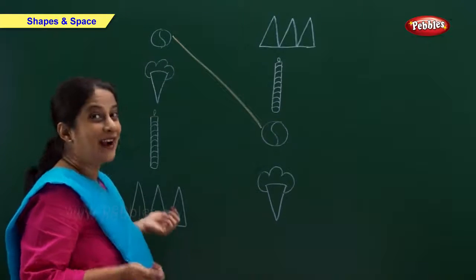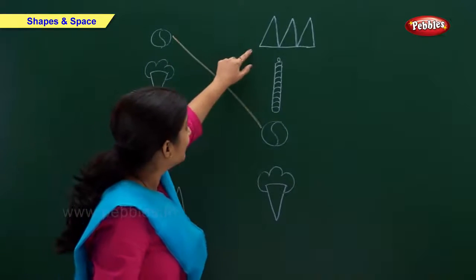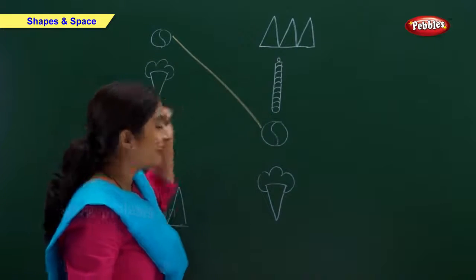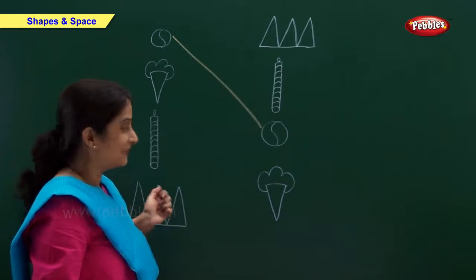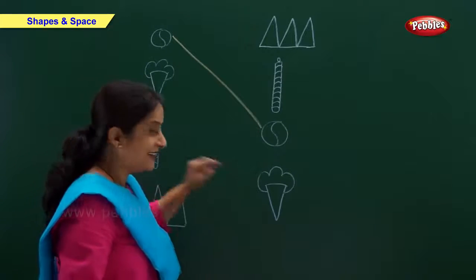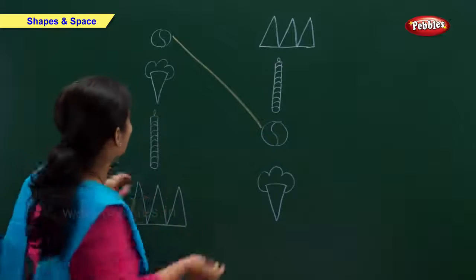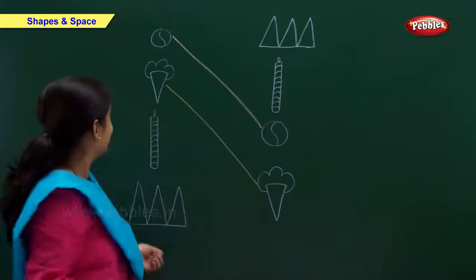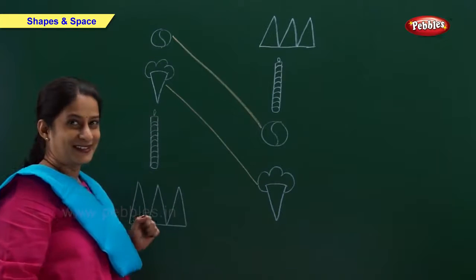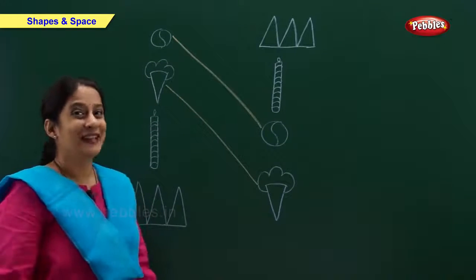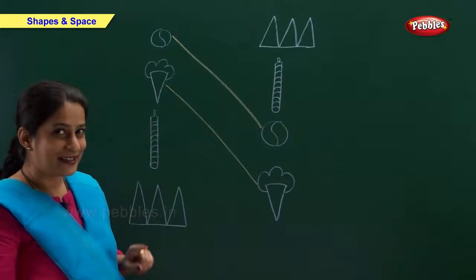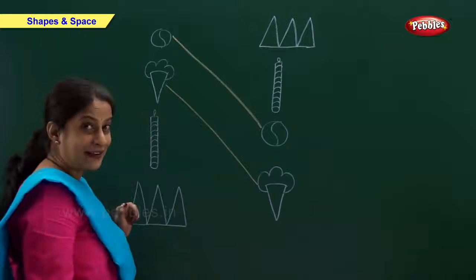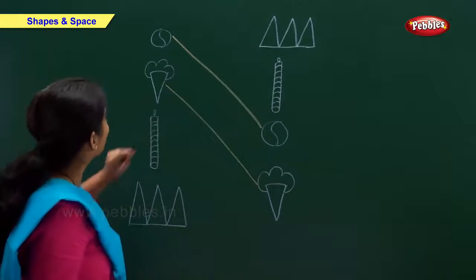What is this? Right, an ice cream. So let's find ice cream. Is this an ice cream? No. Is this an ice cream? No. And here we found our ice cream. So let's match. What is this? Come on, tell me fast. Right, it's a candle. So let's find candle and match.